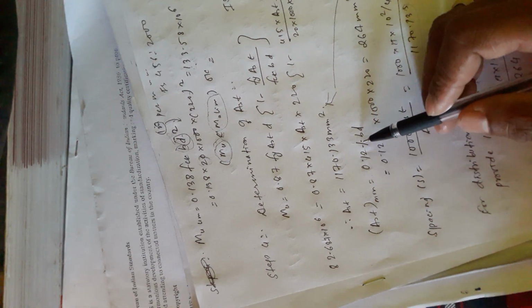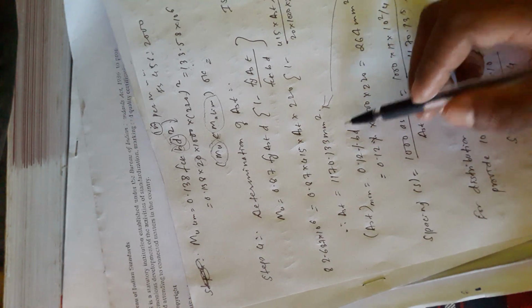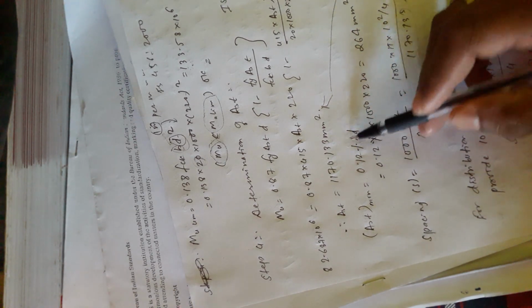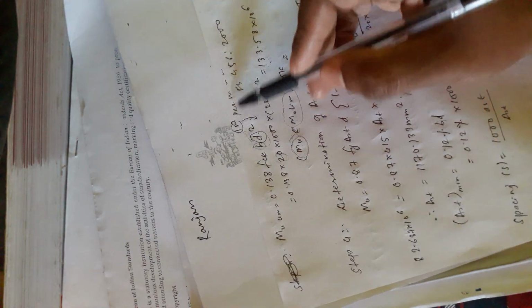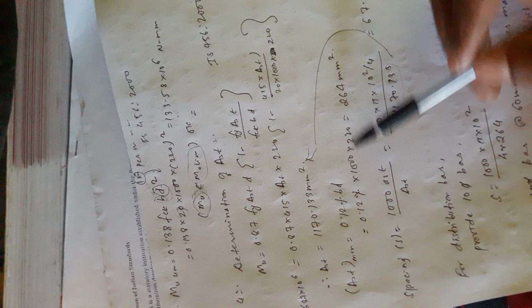Now AST minimum is always given by 0.12% of BD, which is also obtained from the code. 0.12 into B, which as I said earlier is 1 meter per meter length. So 1 meter is 1000 mm into D is 220, and solving this we get 264 mm square as our minimum area required. So AST minimum is also obtained.